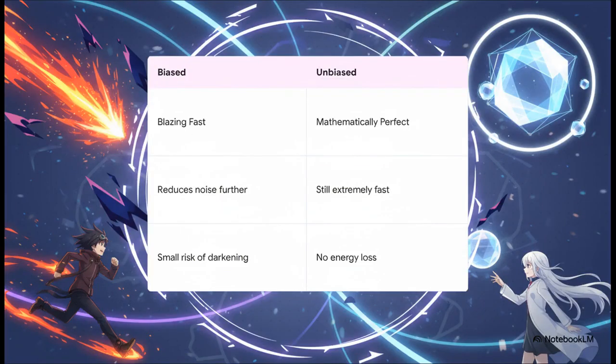What's neat is the algorithm even comes in two flavors. You've got an unbiased mode, which is mathematically perfect and guarantees no light energy is lost. And then there's a biased mode, which is even faster and cuts down noise even more, but it has a tiny risk of some minor darkening in really complex scenes. It's this flexible tool that lets developers choose what they care about most, perfect accuracy or maximum speed.